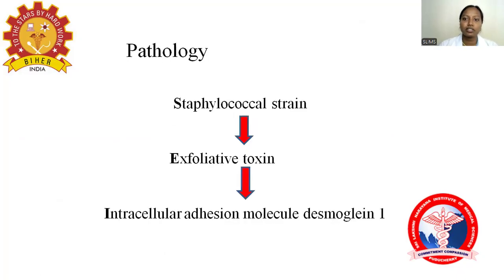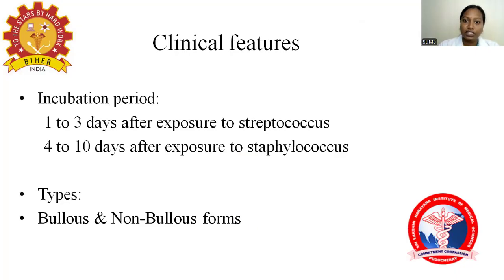So the pathogenesis is a staphylococcal toxin strain. It produces an exfoliative toxin, which damages desmoglein 1, which is the intercellular adhesion molecule. That's why we get bullous kinds of lesions. There are two types actually, bullous and non-bullous. The incubation period of impetigo ranges from 1 to 3 days after exposure to streptococcus, whereas it is 4 to 10 days after exposure to staphylococcus.